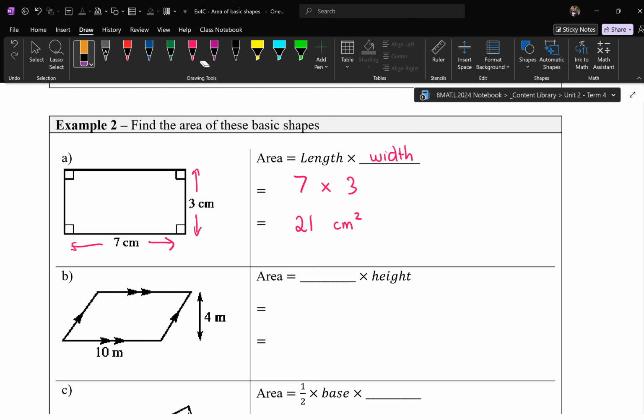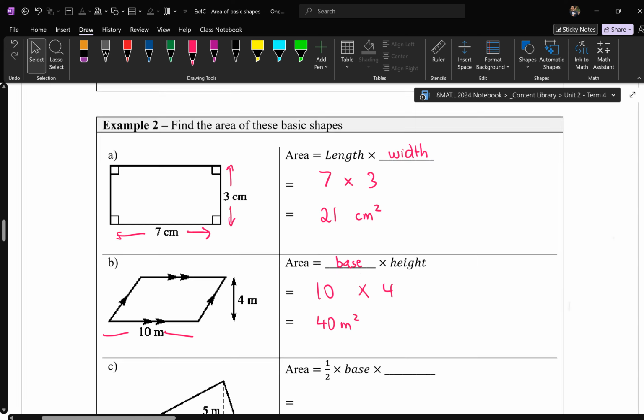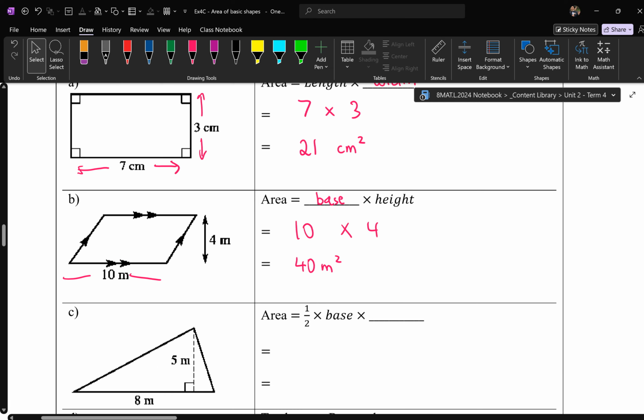So a parallelogram, the area is base times height. The base, we can call it 10, times height, which is perpendicular to it, which is 4. So together, that's 40 squared meters. Not meters squared, it's squared meters.